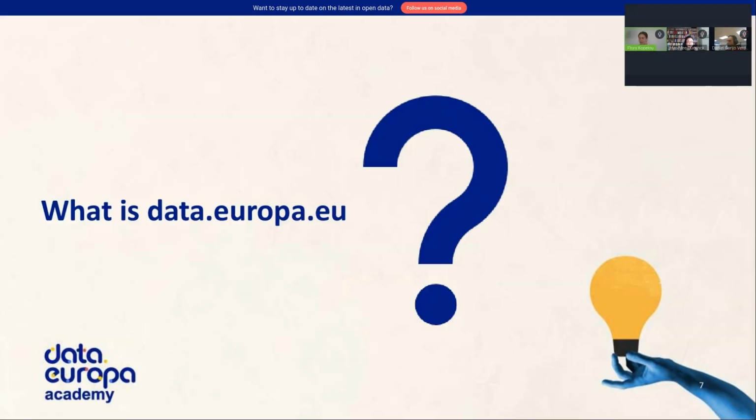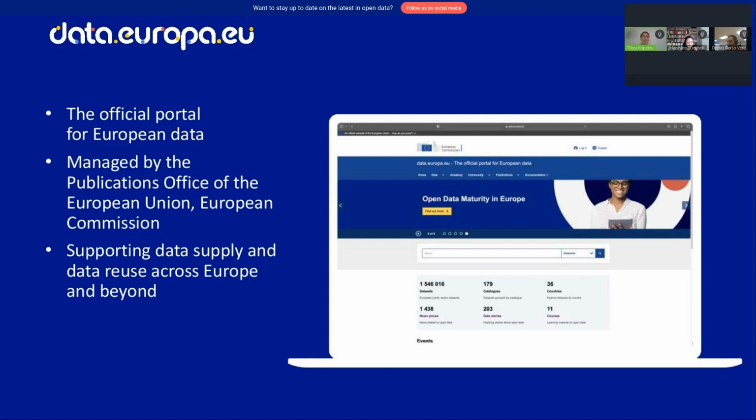So what is data.europa.eu? Data.europa.eu is the official portal for European data. It is managed by the Publications Office of the European Union with the Directorate-General (DG) of the European Commission. Our main role within data.europa.eu is to support the data supply and data use. We support data providers who bring data to us, we harvest their portals, and we provide services to people like you who want to use open data, our data users coming from across Europe and beyond.